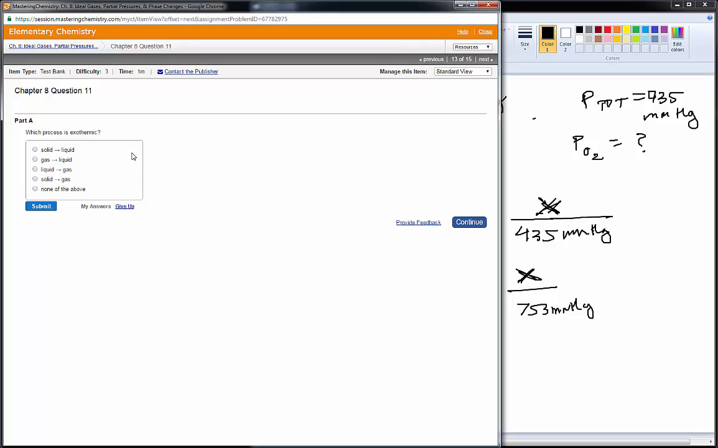Next, which process is exothermic? This is exactly like that little sorting thing that we did. Exothermic, I have to go from a higher energy state to a lower energy state so that that energy can be released. That's what exothermic means. I'm releasing energy. So let's look for higher energy to a lower energy. Solids are very low energy, so that's not going to work. Gases are very high energy, so this is higher energy to lower energy. Gases are very high energy, so that's got to be the right one.